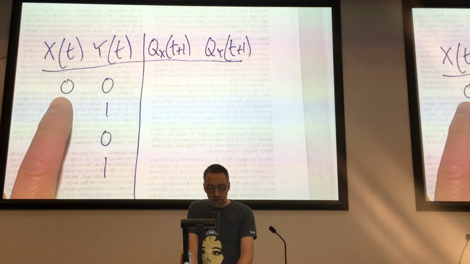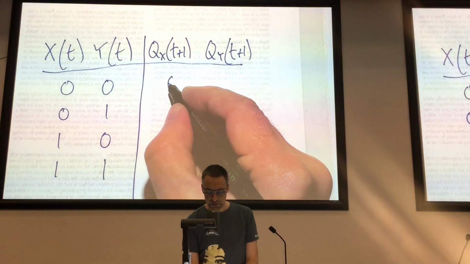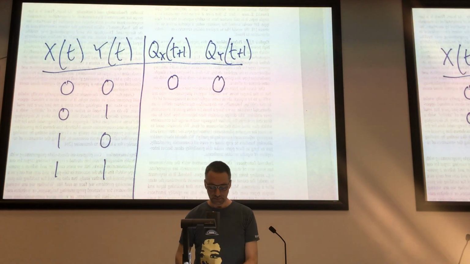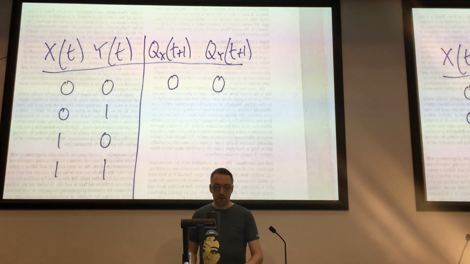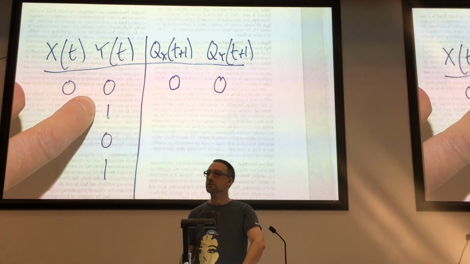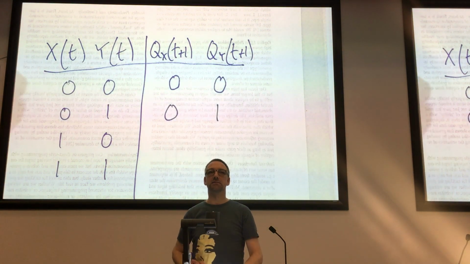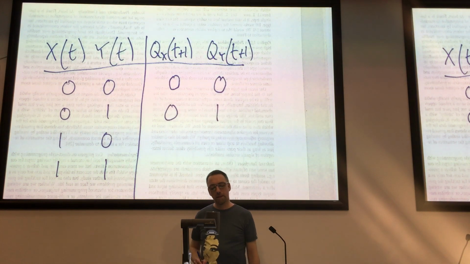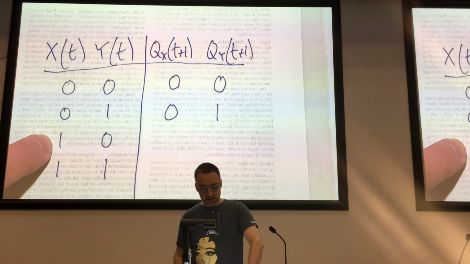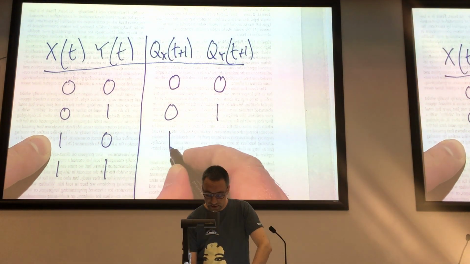Okay? So if X and Y are both 0, that means neither wants to play. So neither ends up playing, right? We should put zeros here and here. The next row is Xavier does not want to play, but Yvonne does. So there's no contention, and Yvonne gets to play. On the next row, X is 1 and Y is 0, which means Xavier wants to play and Yvonne doesn't. Again, no problem. Xavier gets to play.